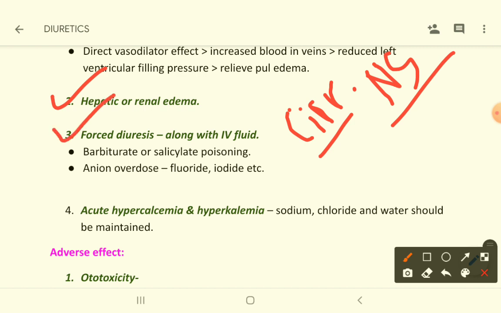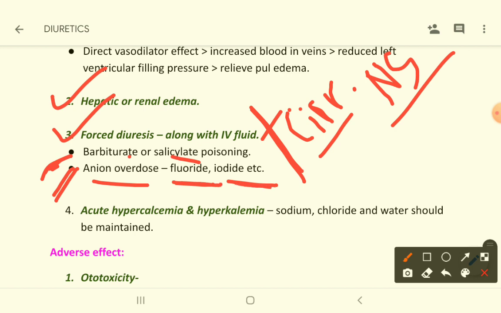And in case of forced diuresis along with intravenous fluid, you can use these drugs in barbiturate or salicylate poisoning, or anion overdose like fluoride, iodide, etc. One of my students once asked me if diuretics could be used in poisoning cases. Here is your answer: diuretics can be used in barbiturate or salicylate poisoning, and anion overdose like fluoride, iodide, etc.